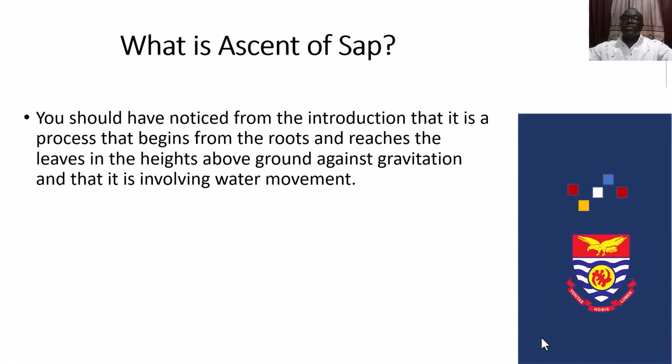What is ascent of sap? You should have noticed from the introduction that it is a process that begins from the roots and reaches the leaves in the heights above ground against gravitation, and it involves water movement.